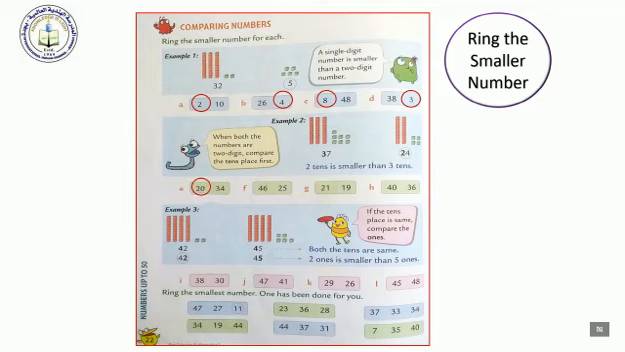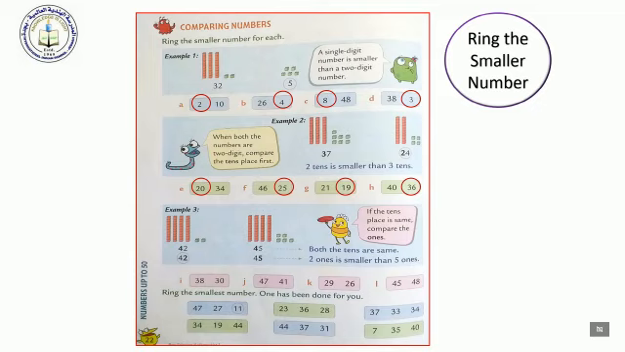Now let's check bit F. Here we have 46 and 25. Again, both the numbers are two-digit numbers. Let's compare the tens place. 46 has 4 tens and 25 has 2 tens. Now which is the smaller number, children? Yes, 2 tens is smaller than 4 tens. So 25 is smaller than 46. Now children, check the tens place of other bits and circle the smaller number.